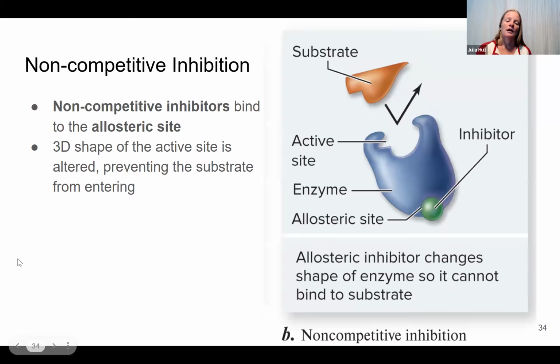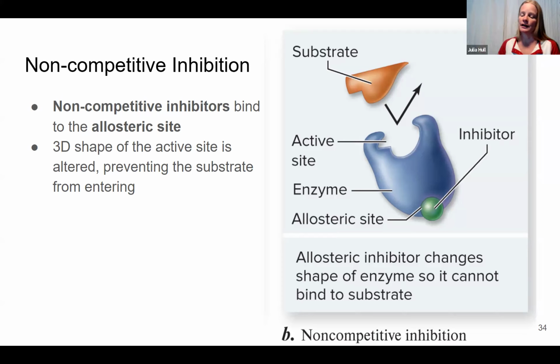Okay. So in non-competitive inhibition, our inhibitor is not binding to the active site. It's binding to the allosteric site, and the allosteric site is the other site, right? It's the other place. So if our active site is our front pocket, the allosteric site is the back pocket.